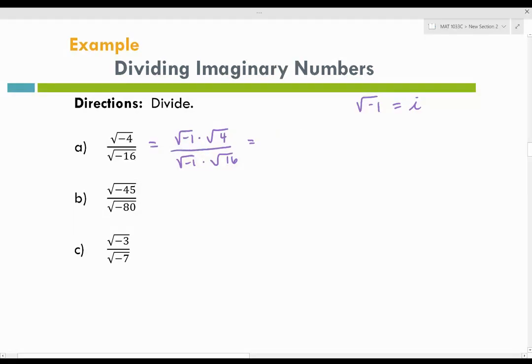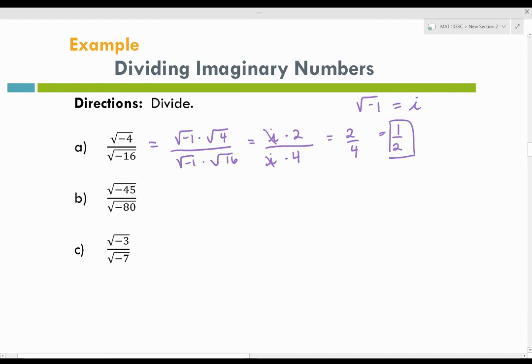All right, so it's going to be i. The square root of 4 is 2. In the denominator, I'm going to have i. The square root of 16 is 4. Now we have an i in both the numerator and the denominator, so they can cancel. And that's going to give me 2 over 4, and we're going to reduce. 2 over 4 reduces to 1/2. All right, let's do B.